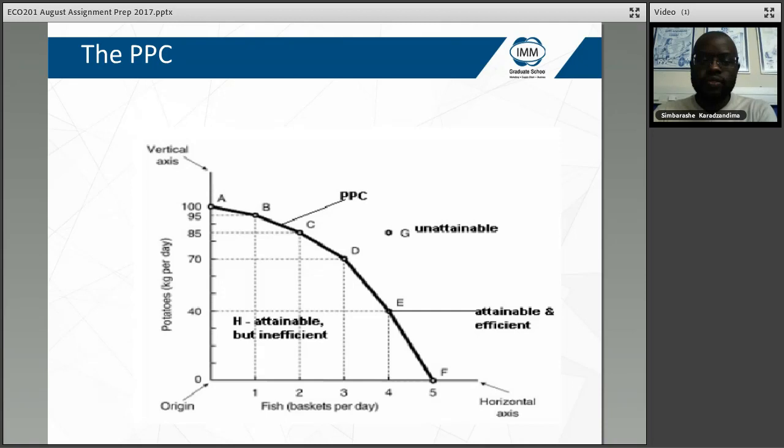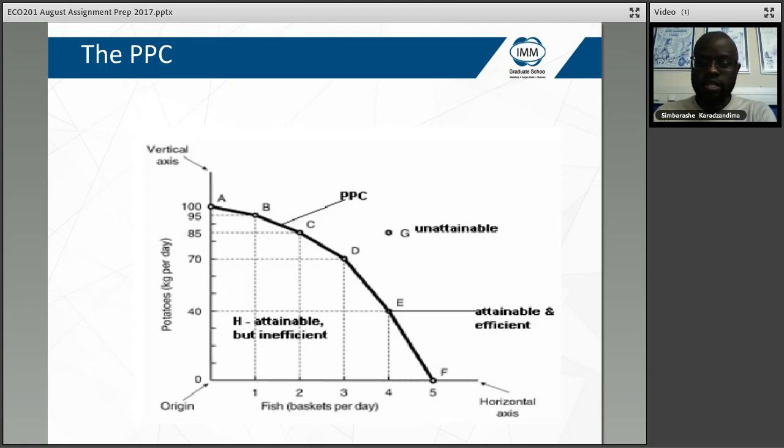Any point that is on the PPC, point A, point B, point C, point D, point E, and point F, is an efficient and attainable point. We are saying, given the resources that we have, it is possible for us to produce at point A, at point B, at point C, and point D, E, and F.